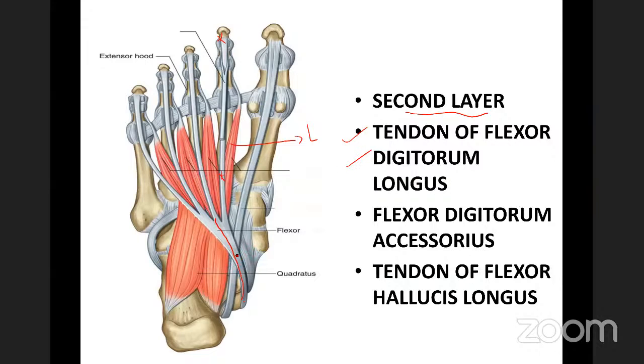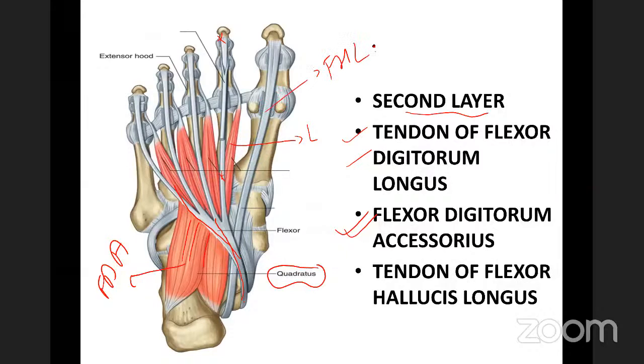Now, before it is inserting, another muscle attaches to this flexor digitorum longus and that muscle is called quadratus plantae, also called flexor digitorum accessorius. So this is flexor digitorum accessorius and the tendon of flexor hallucis longus. So this is the second layer of the muscles.